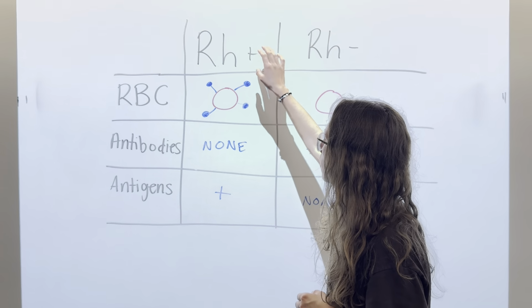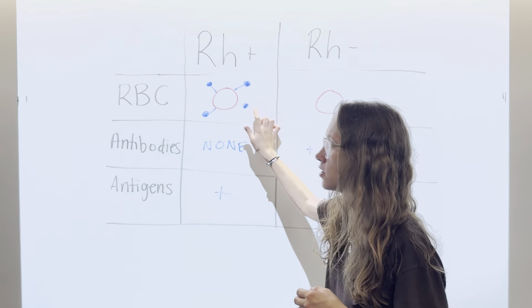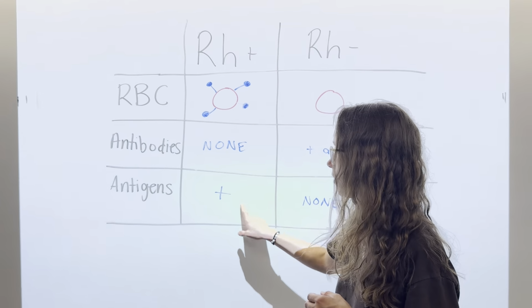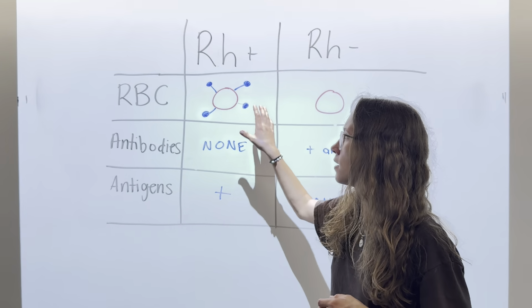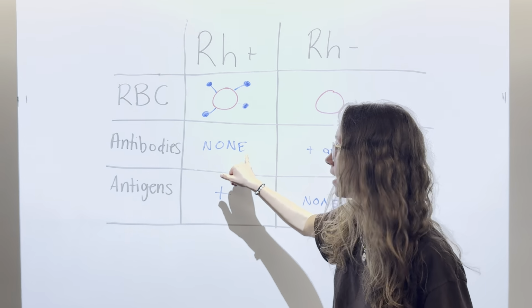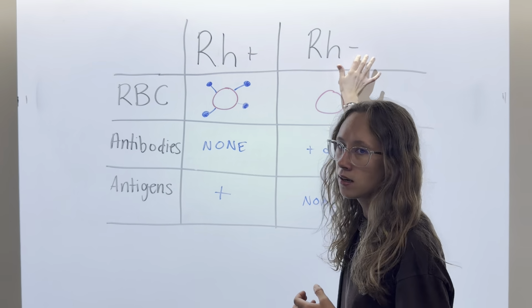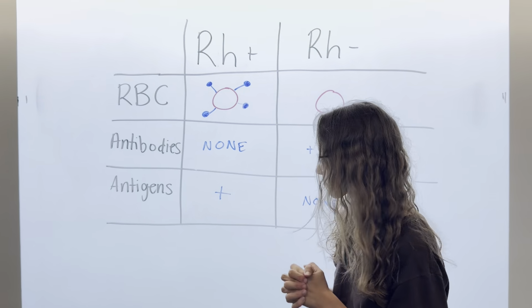So when we're looking at the Rh positive blood, it does have these positive antigens on the surface of the red blood cell, as we can see here. It does not have any antibodies. So that means that it can receive blood from both positive and negative blood.